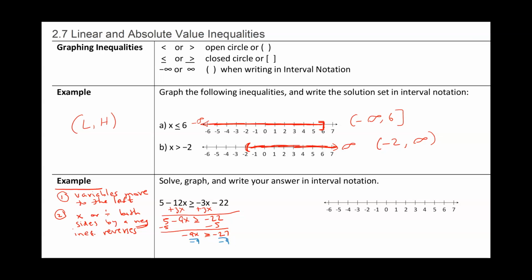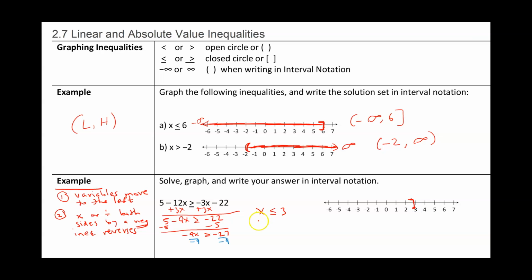And here's where we have to be careful. When we multiply or divide both sides of an inequality by a negative value, the inequality will reverse. So we will have x less than or equal to positive 3 as our solution set, which means we want the set of all numbers that are less than or equal to 3. So the number 3 is included, which means we will put a bracket on 3.